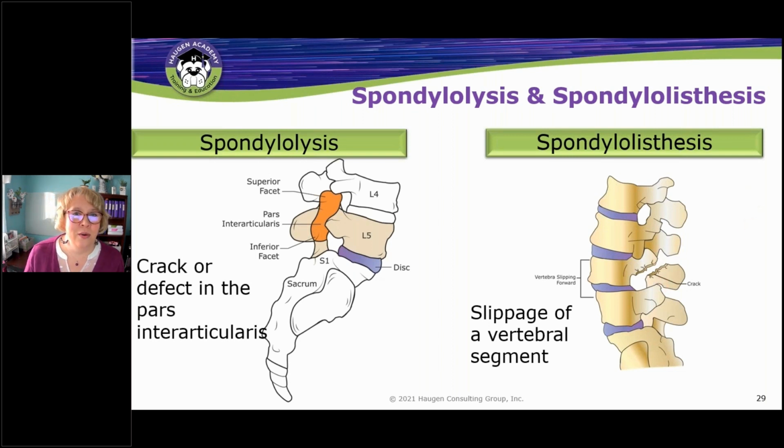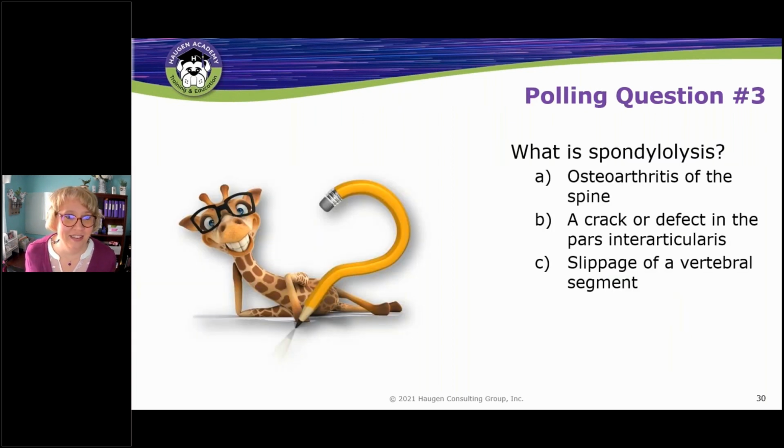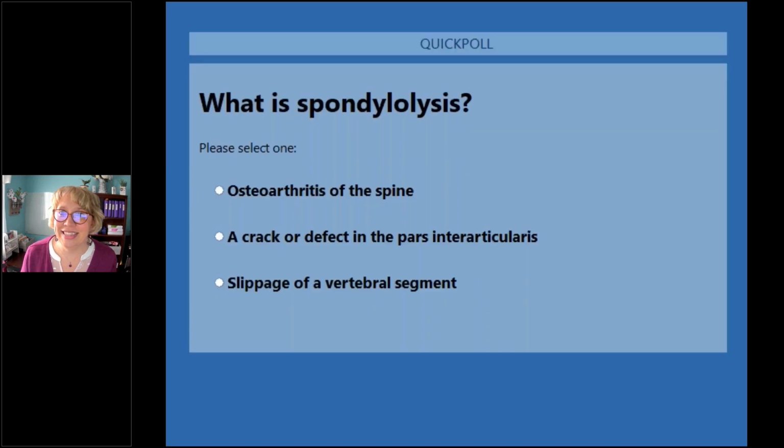I know that was a whole lot of spondylos and spondylese and LOLs and stuff like that. So with that, we'll see how well I did in that explanation with a polling question. Jen? All right, last one. So, what is spondylolysis? Oh my gosh, I said it. Osteoarthritis of the spine, a crack or defect in the pars interarticularis, or slippage of the vertebral segment. And I will always remember that LOL is no laughing matter. That is such a catchy little thing. I love those because it helps you remember.